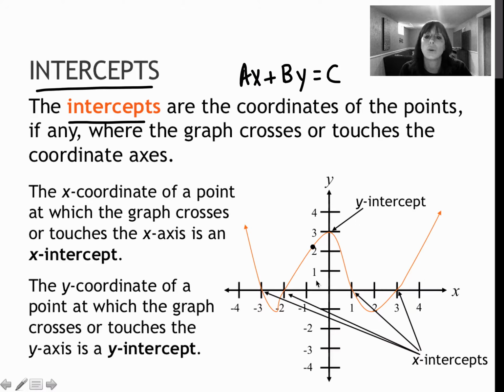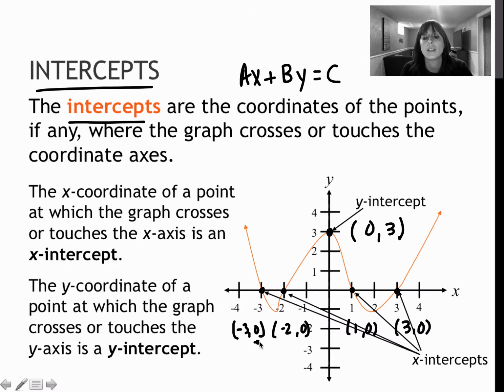the axes. As you can see here, this is not the graph of a linear equation, but we can find some intercepts here. This is the only point where the orange line crosses the y-axis, so it's called the y-intercept, and the coordinates of that point are 0, 3. So 0 left or right, 3 up. We have several x-intercepts, 1, 2, 3, 4 of them. So this point is -3, 0. This is -2, 0. This is 1, 0, and this is 3, 0.